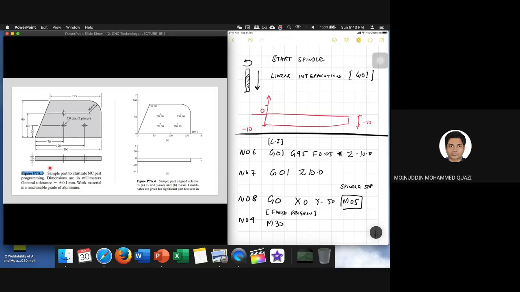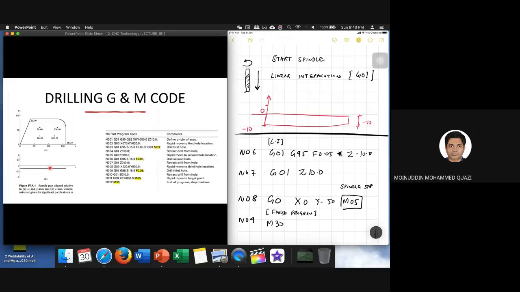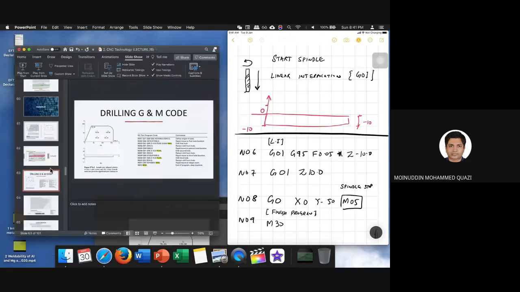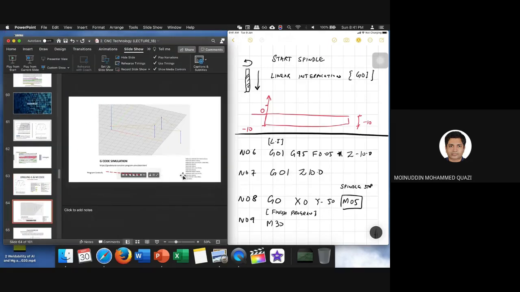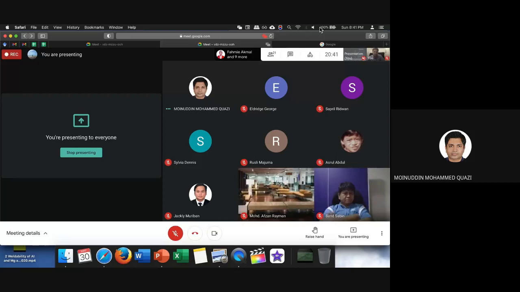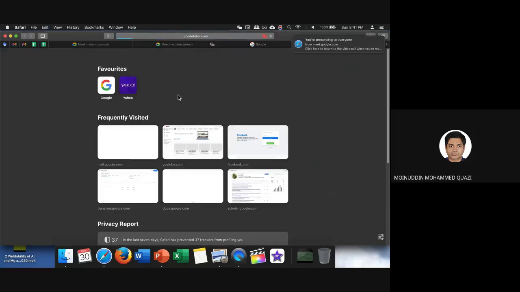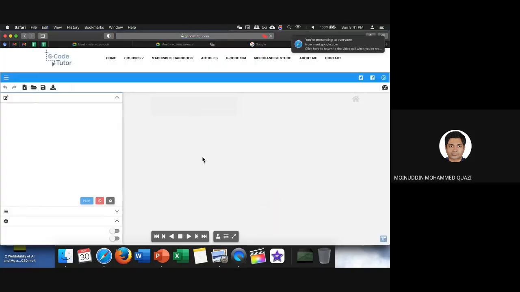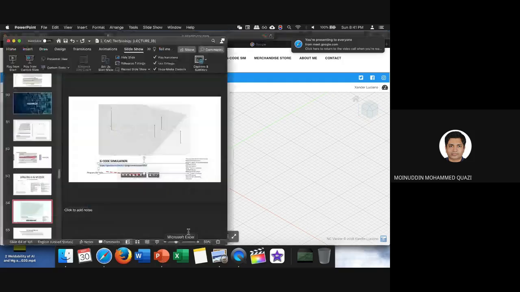So this is how you can do programming. You can also copy and paste the code in this simulator.